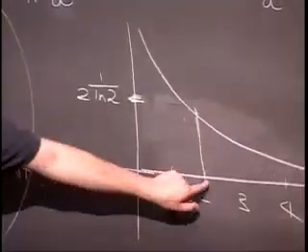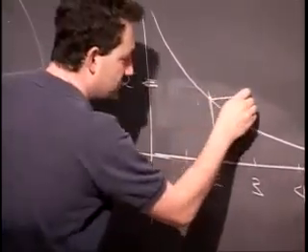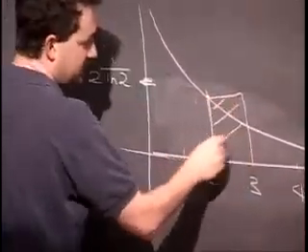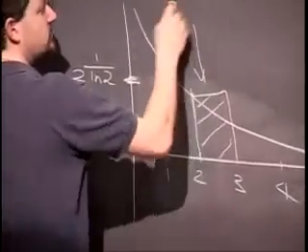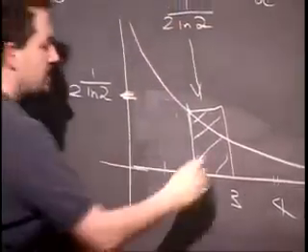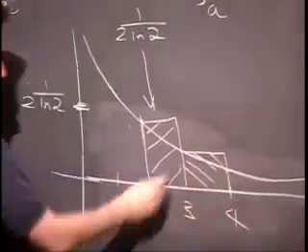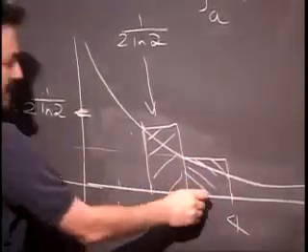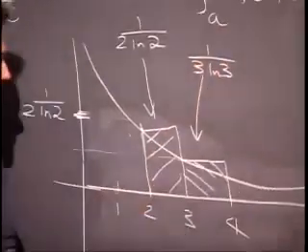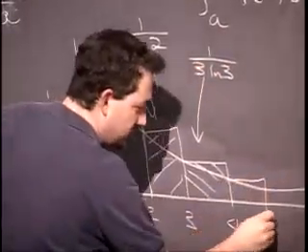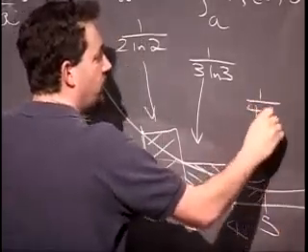I start at 2, and I go up, and I get 1 over 2 log 2. I actually want to take the rectangle this way. Same thing, though. The area of this is 1 over 2 log 2. Okay, now let's take this rectangle. The height is 1 over 3 log 3, and the width is 1 again, so that's 1 over 3 log 3. I do the same for 4 up to 5. That's 1 over 4 log 4, and so on.